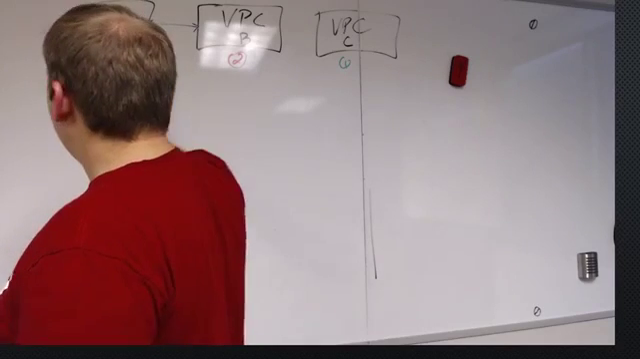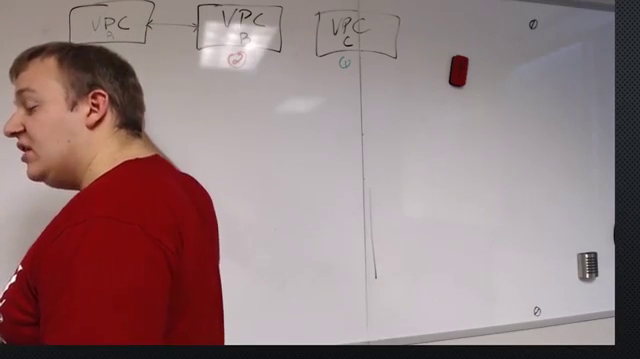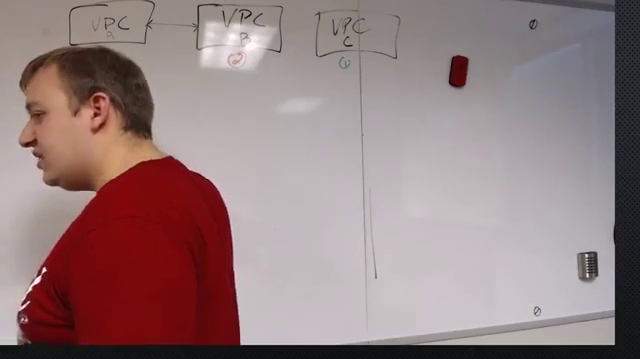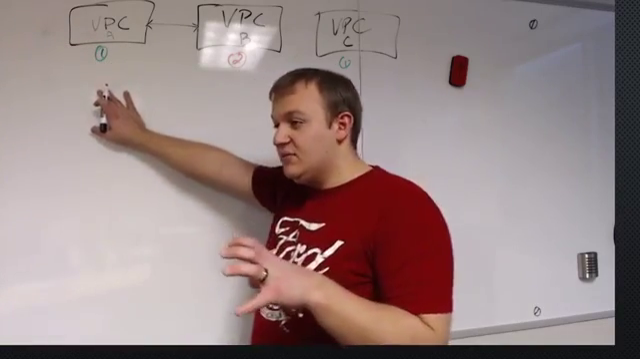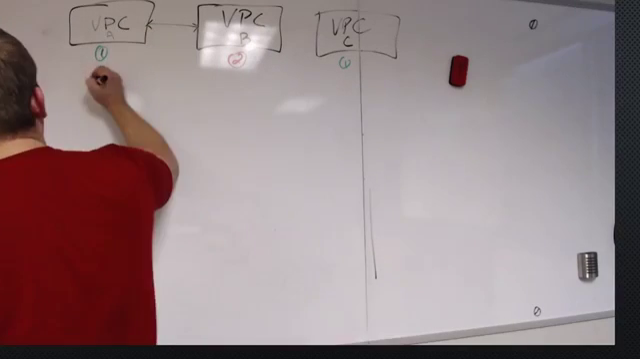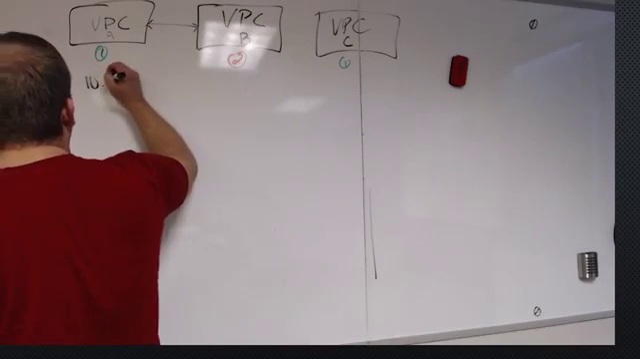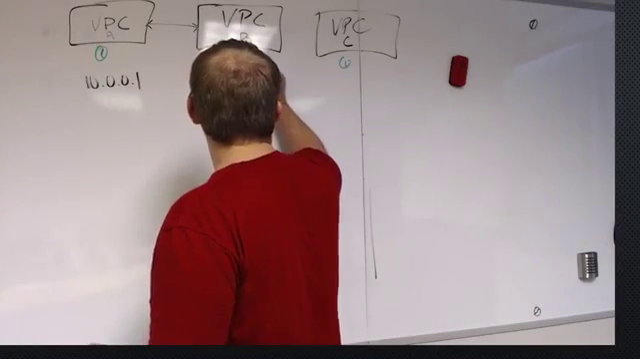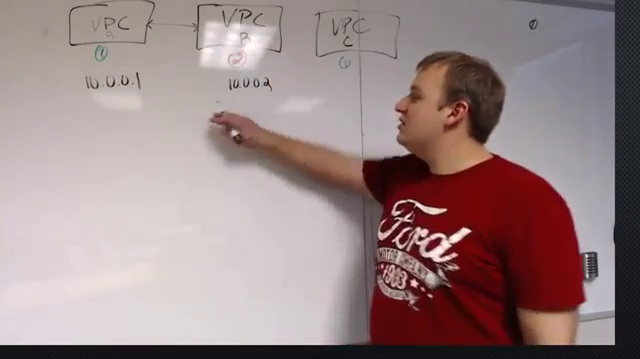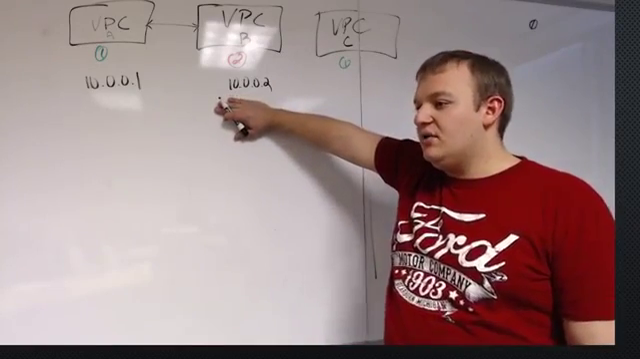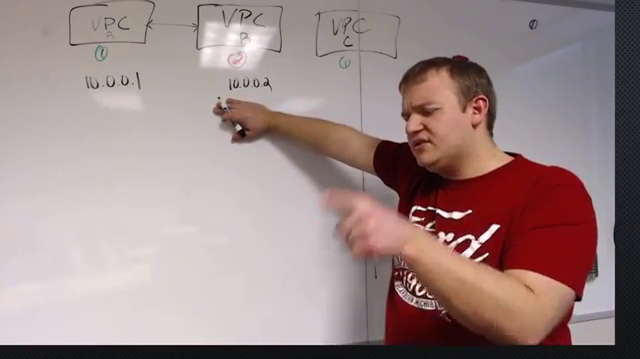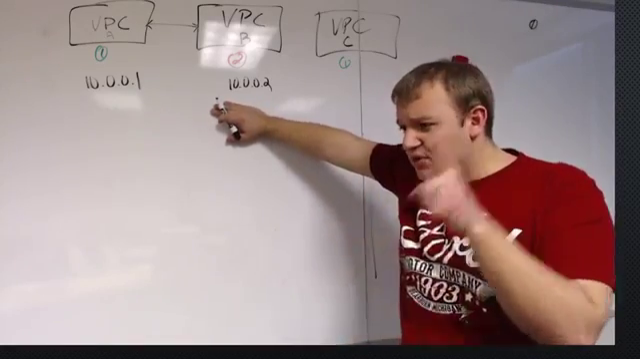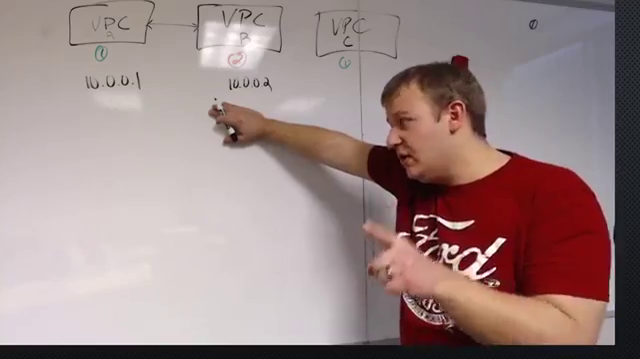Now, they must not have conflicting CIDR blocks. So the private subnets, the masked subnets, cannot be the same. So it might be 10.0.0.1, 10.0.0.2. So these are our masked subnets. I think I added a link in the resources section about CIDR blocks. If not, please look them up. They are important to understand. They're a little outside of the scope of what we're going to be talking about here.